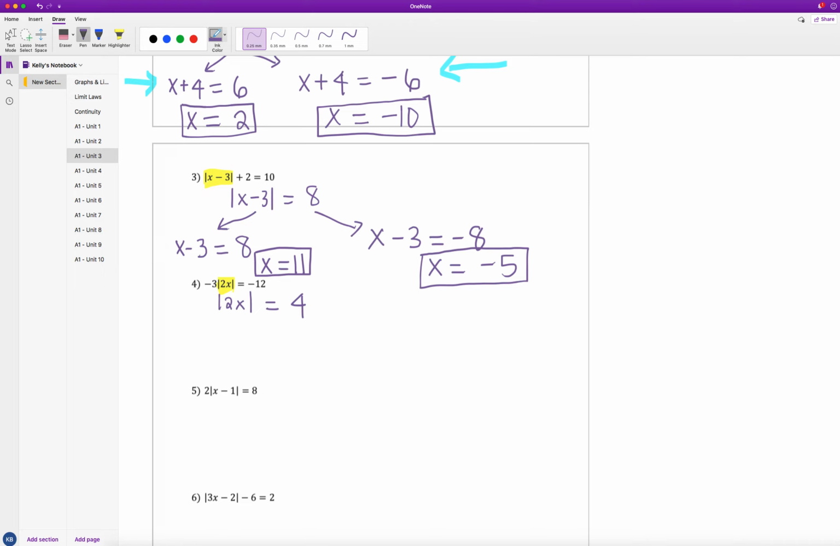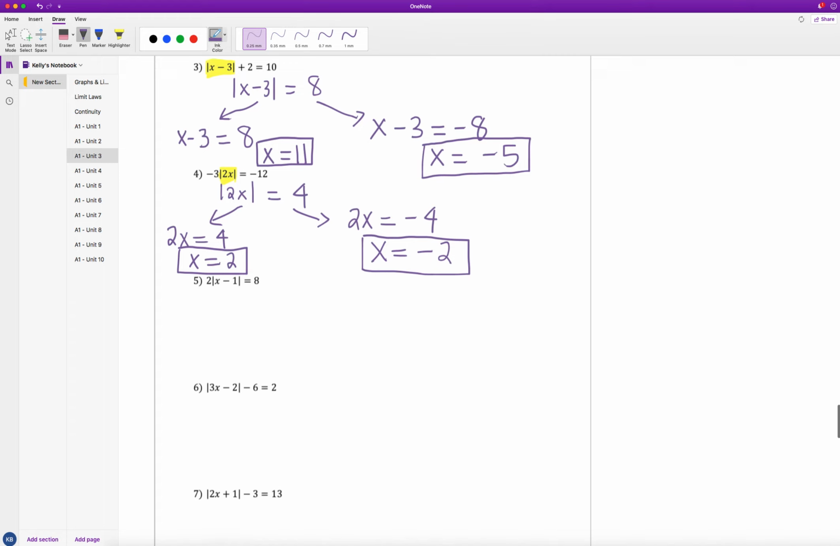Now that the absolute value piece is isolated, I can go ahead and break it apart into the 2 equations. So I'll have 2x equals positive 4, and the other case where 2x equals -4. Now that we have it broken apart into our positive and our negative cases, I can go ahead and solve it by dividing through by 2, and I'll get x equals positive 2, and I'll get x equals -2 as my other answer.